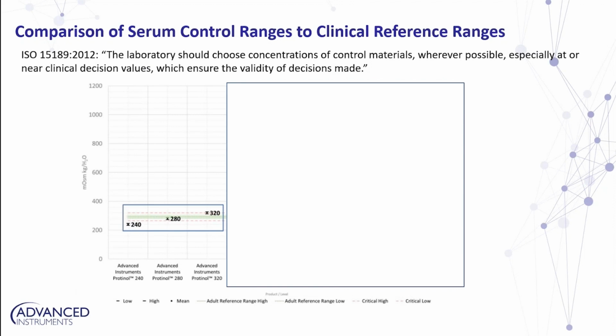In children, the normal range is 275 to 295 milliosmoles. Possible critical serum values are less than 265 milliosmoles or greater than 320 milliosmoles, shown on the chart with the red dotted lines. Advanced Instruments Protinol is the only serum control examined that has control levels at clinically relevant low, normal, and high values. The 240 milliosmol level is near the low critical value, the 280 is within normal range, and the 320 level is near the high critical value.